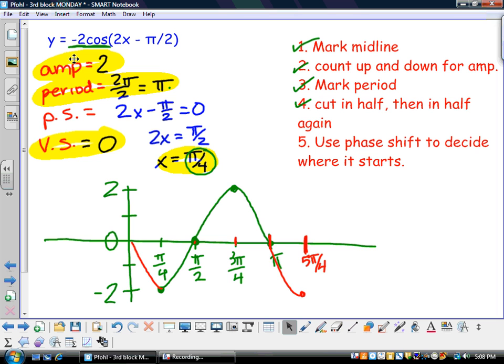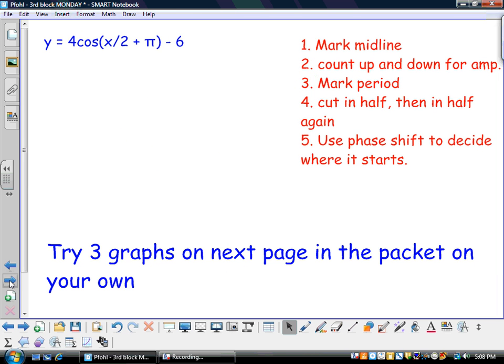Let's do the same process with the last graph in your notes, the graph of y equals 4 times the cosine of x over 2 plus pi, and outside of the parentheses -6. Start with, on your own, trying to find the amplitude, period, vertical shift, and phase shift. After we've had a chance to compare answers on that, we'll pause again, and you can try to graph it on your own.